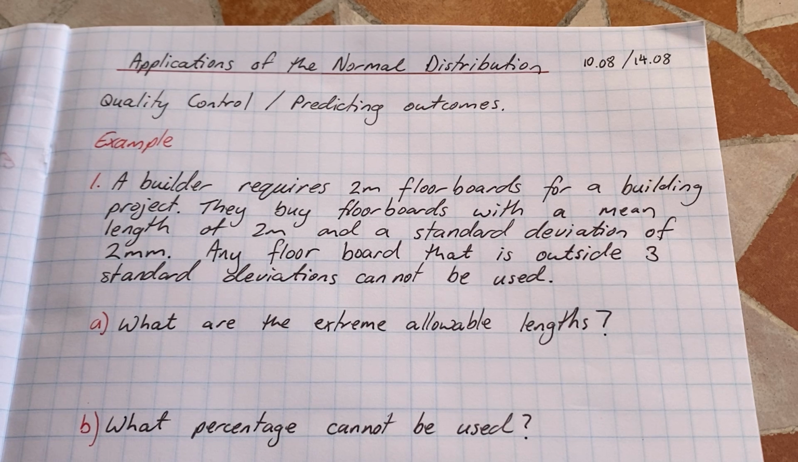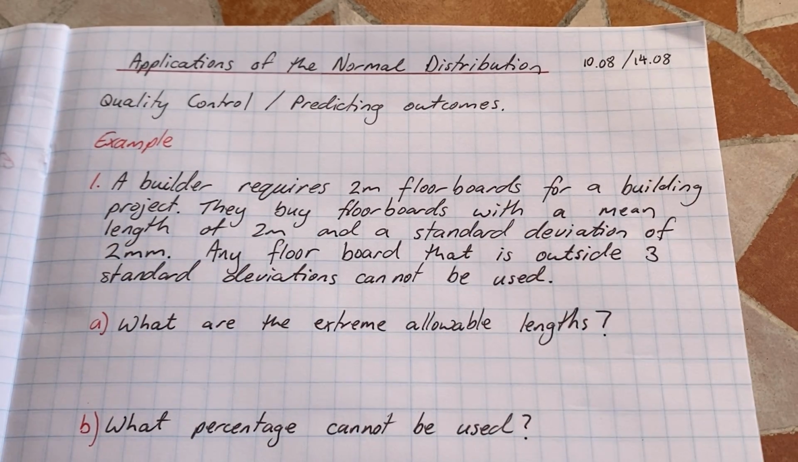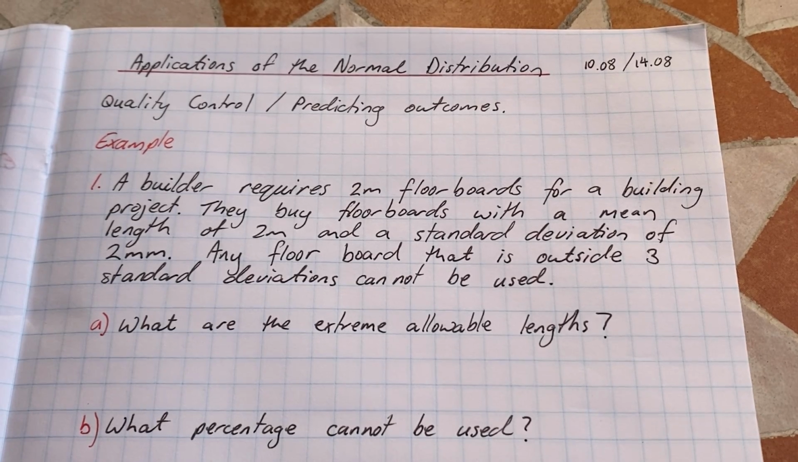So here's an example. We've got a builder that requires 2 meters of floorboards for a building project. They buy floorboards with a mean length of 2 meters and a standard deviation of 2 millimeters. Any floorboard that is outside 3 standard deviations cannot be used. Okay, so 3 standard deviations would be 6 millimeters. If it's 6 millimeters too long or 6 millimeters too short, they're not going to be able to use it.